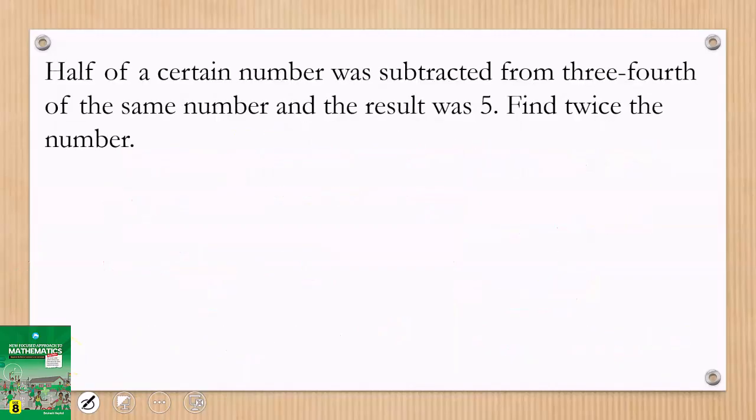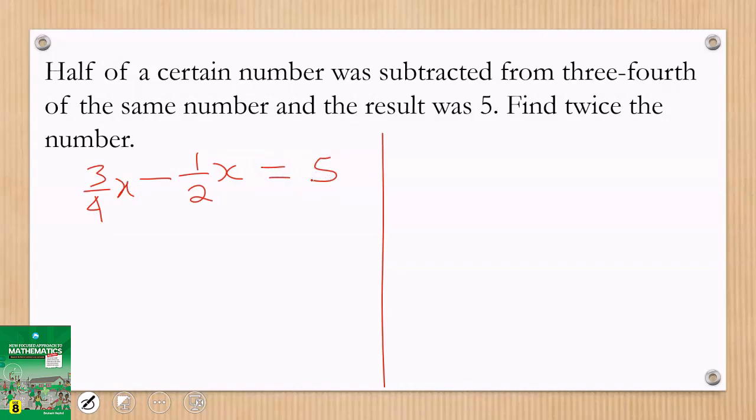Now we'll take another example as the last example. Half of a certain number was subtracted from 3/4 of the same number, and the result is 5. Find twice the number. So half of a certain number, I don't know, let me call that number x, is subtracted from 3/4 of that same number, and the result is 5. So let's find the number.